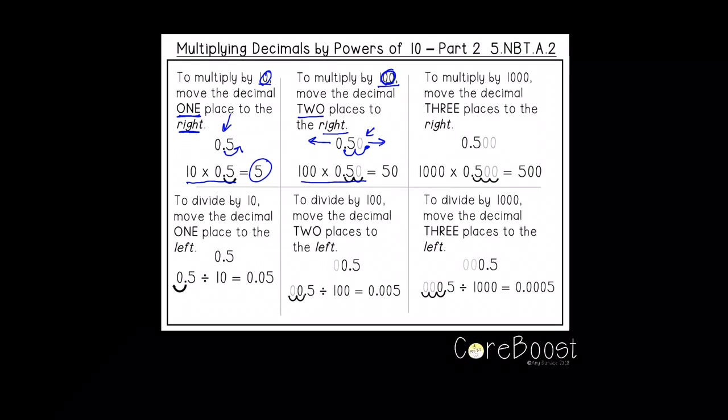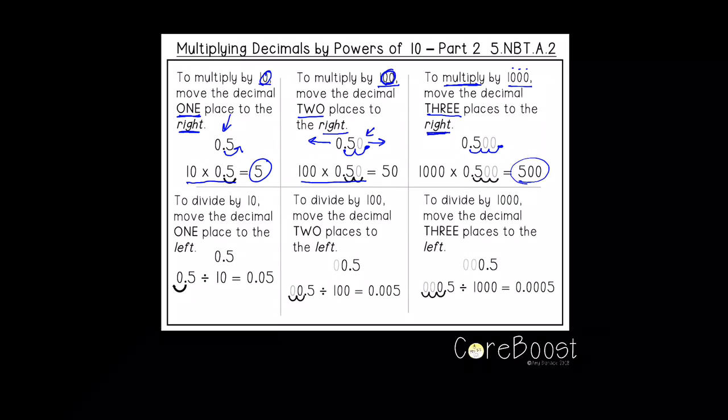If I want to multiply by 1,000, how many zeros do I have? 1, 2, 3. So I'm moving my decimal three places to the right, okay? And I'm multiplying, which means it's going to the right. 1,000 times 5/10, 1, 2, 3, equals 500.